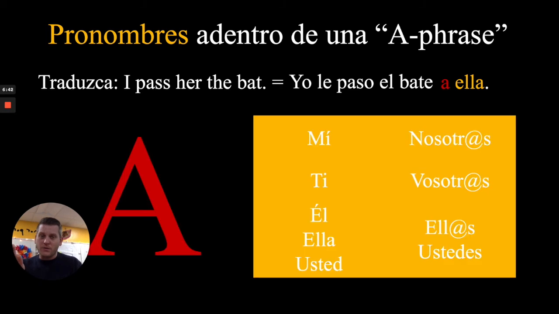Here we go. Inside of an a phrase, we can say a mí, a ti, a él, a ella, a usted, a nosotros, a vosotros, a ellos, a ellas, a ustedes. We can put all of these pronouns inside of an a phrase to either clarify, like we just did with her, the bat, or you can emphasize.